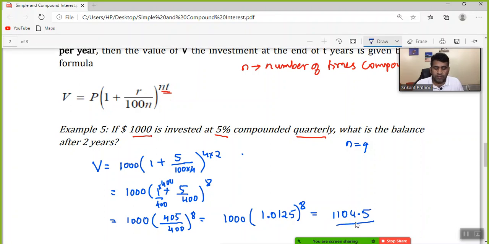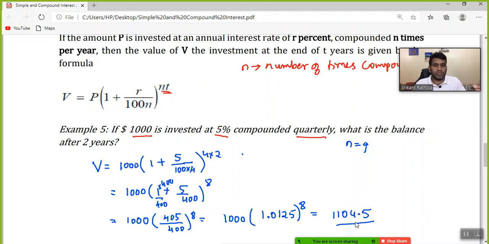1104.5. You can make use of a calculator here, because this complicated calculation you may not expect on the GMAT, as it requires a lot of calculation. The GRE allows you to use a calculator, and other exams also do allow it, so there you can expect it, right? The amount we get after 2 years, compounded quarterly, that is 4 times a year, is 1104.5. So this is how you calculate the value, right?